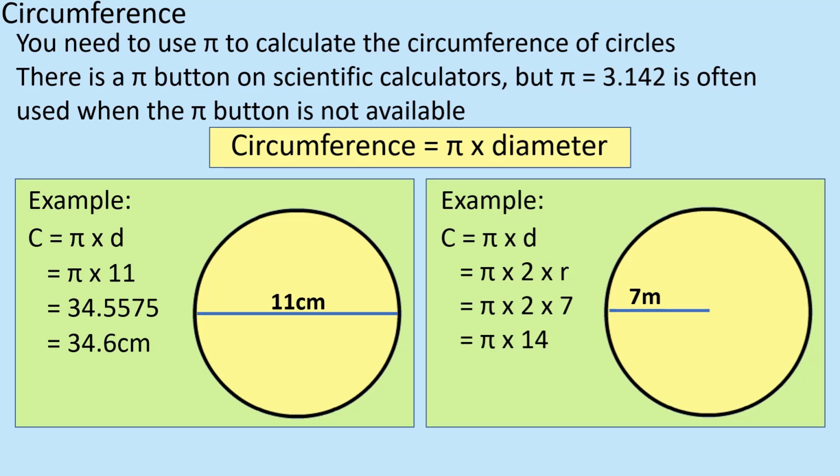So in a non-calculator paper, you would just leave it as 14 pi. But of course, in a calculator paper, they may actually want it in terms of decimal places. So you would do exactly that, which would be 44.0. And essentially that is circumference of a circle. So circumference is pi times diameter.